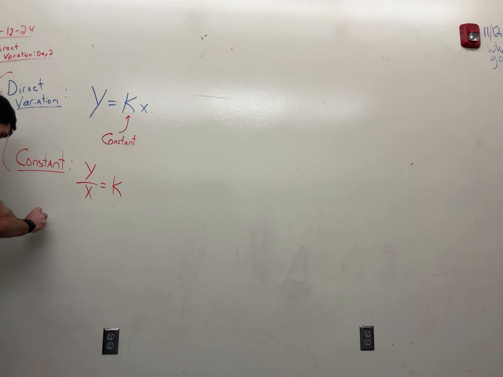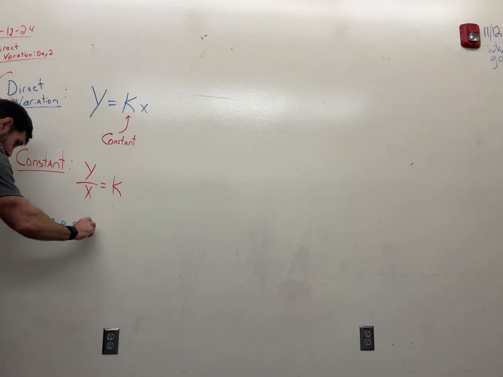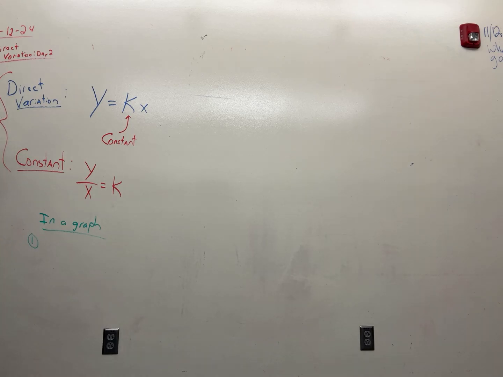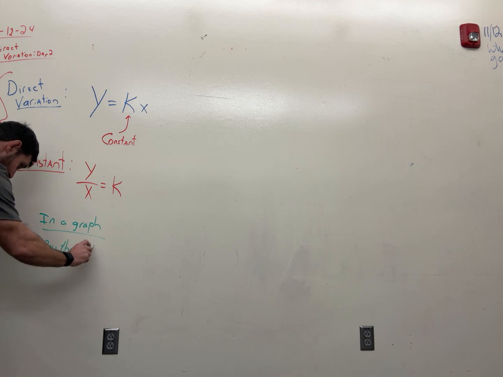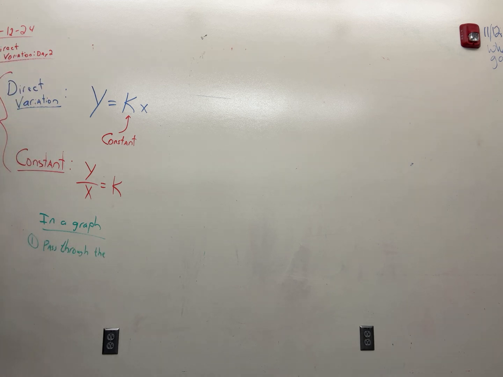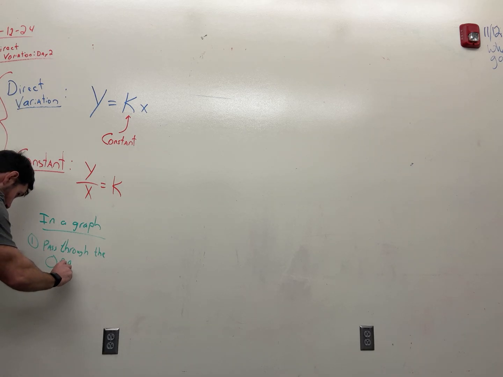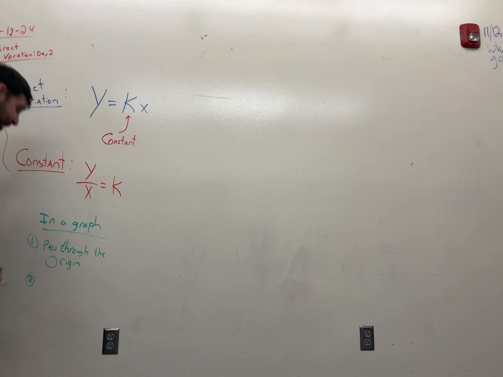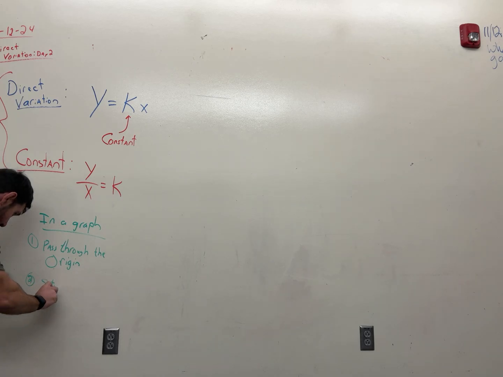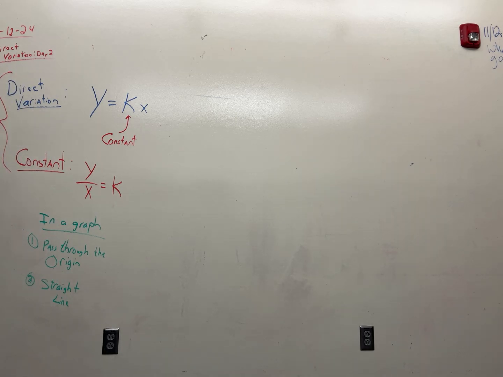Now, in a graph, for it to be direct variation, there's 2 things. It has to pass through the what? We just said it. The origin, which is 0, 0. It has to go through the origin, and it has to be what kind of graph? Straight line. Okay, so those are the 2 things that have to happen in a graph.